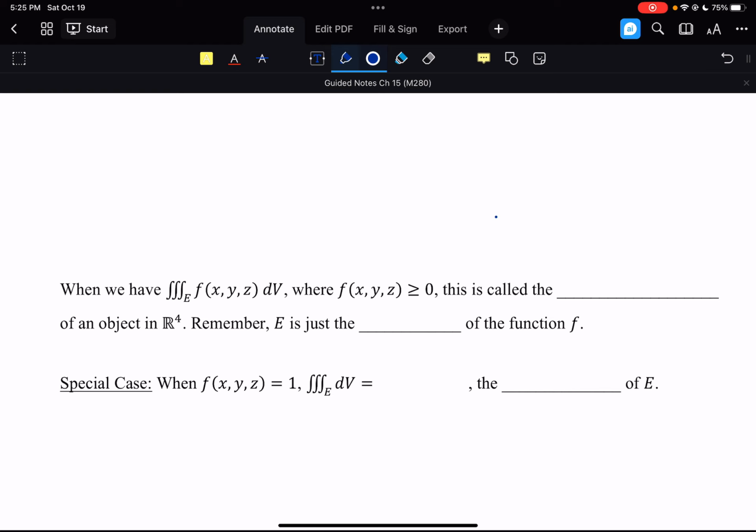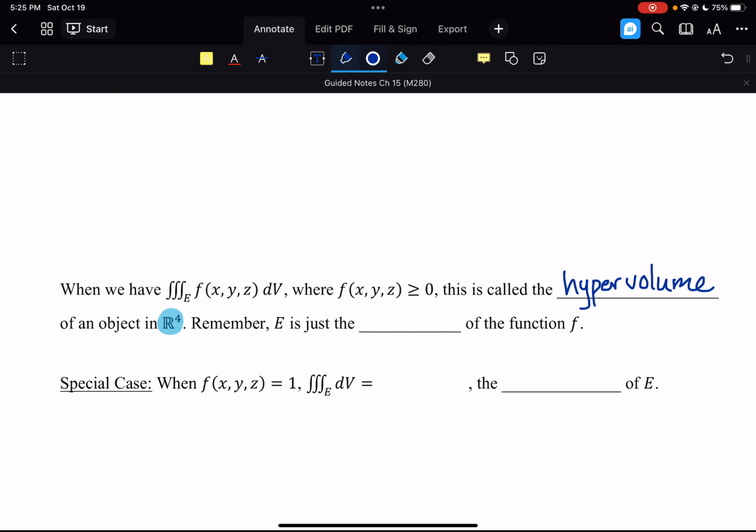So we went from single integral gave us a 2D area, double integral gave us a 3D volume, triple integral gives us a 4D concept, and it's the same idea as volume, but because it's in 4D, we don't call it volume, we call it hypervolume. So this is called the hypervolume of an object in R4.